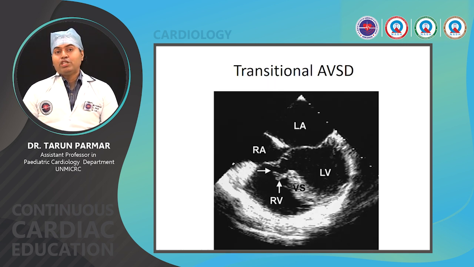This is a TEE image of the transitional AVSD. So here you can see there is a septal tricuspid leaflet, and there is a very restrictive inlet VSD.